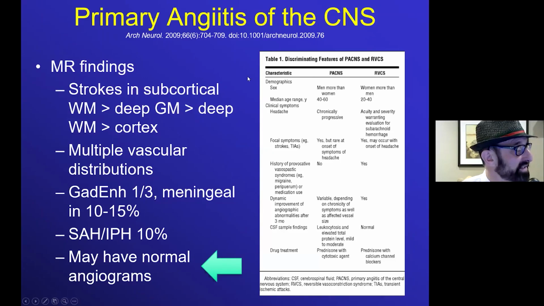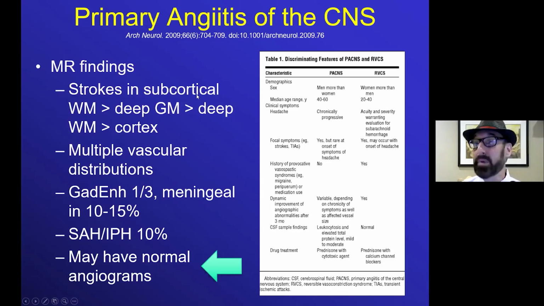So, primary angiitis of the central nervous system, as defined by the Archives of Neurology, this is showing the difference between PACNS and RCVS. Again, chronically progressive versus acute severe thunderclap headache. The neurologic symptoms occur with the headache, whereas with PACNS, you may have strokes basically that are occurring and causing the neurologic findings. The CSF showing the leukocytosis, the vasculitis in the CSF for PACNS, not seen in the RCVS patient.